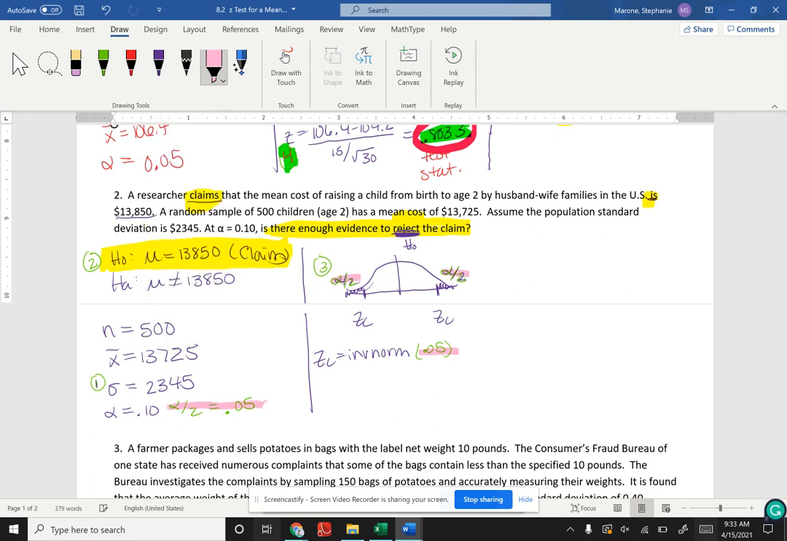Then we need to find the test statistic, which is the 4th step. So the test statistic is the formula that we used before. The sample mean.